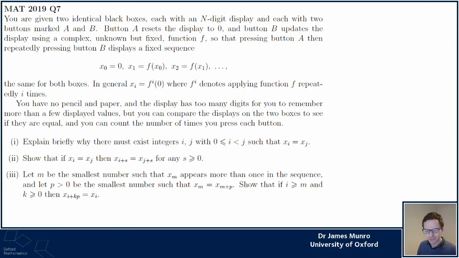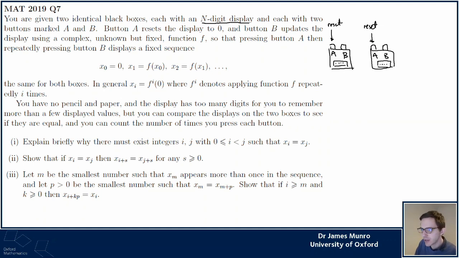Question 7. This question is about 2 black boxes. Each has got a display on it and 2 buttons marked A and B. Okay, so we've got our 2 maths machines and they've each got a display that has some digits, I think N digits. Yeah, it's an N digit display. Button A resets the box to 0. And button B updates the display using some weird function F. And we're not told any facts about F. So pressing button A to reset the machine, and then pressing button B displays this fixed sequence. Okay, so it's deterministic, but we're not told what F is.